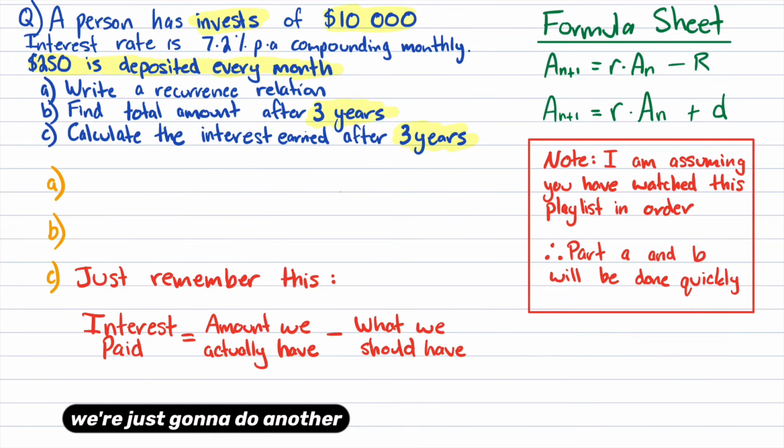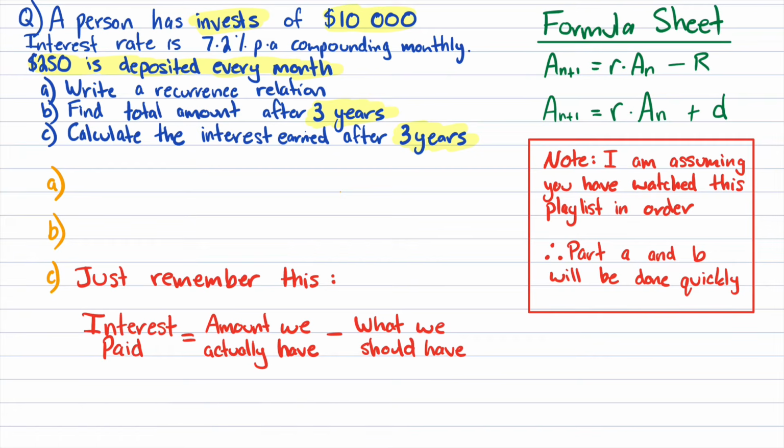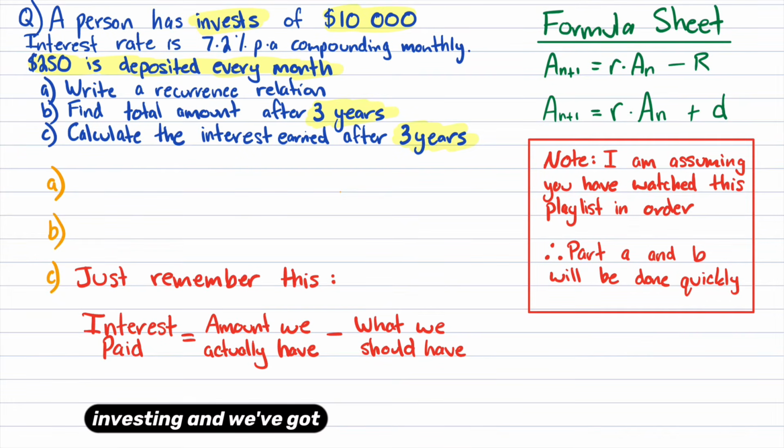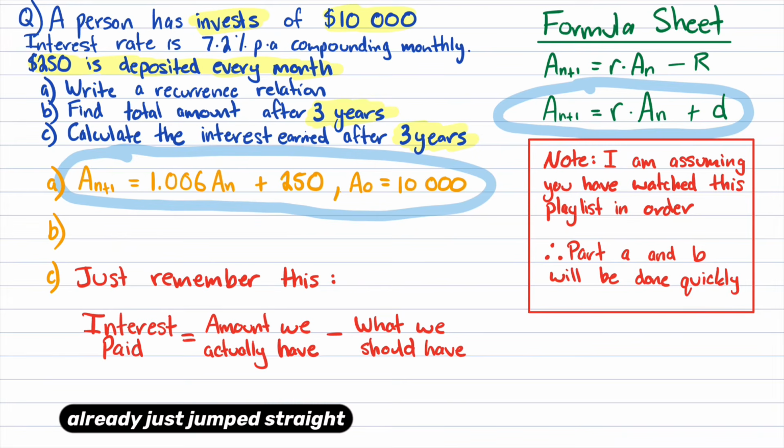Now we're just going to do another example, but instead of using a reducing balance loan, we're going to use an annuity. So in this situation, I've changed a couple of things. Instead of a loan, now we're investing, and we've got $10,000. It's still the same interest rate, and we're depositing $250 every month. So that means that we're going to have to use the second formula, the annuity formula. I've already just jumped straight to writing in the recurrence relation as well. And it's a 3-year investment.